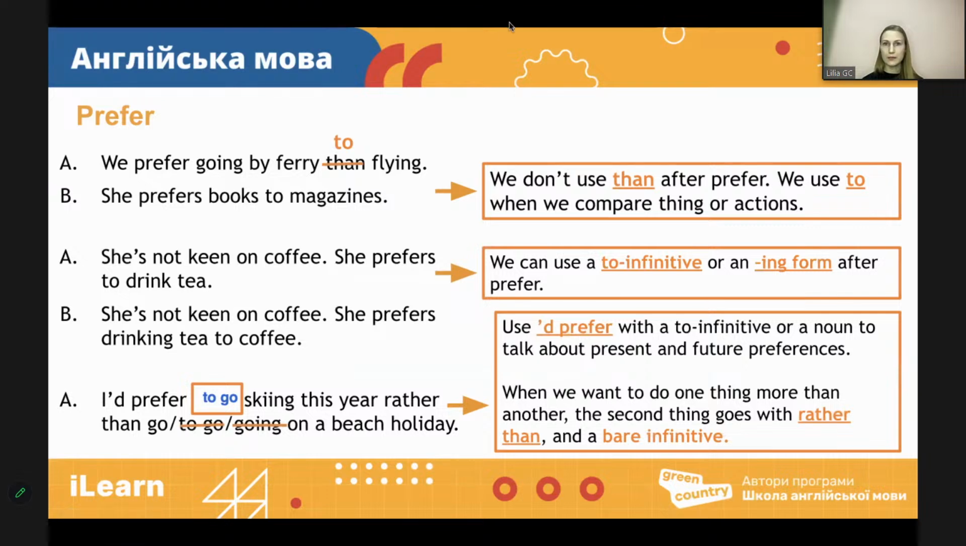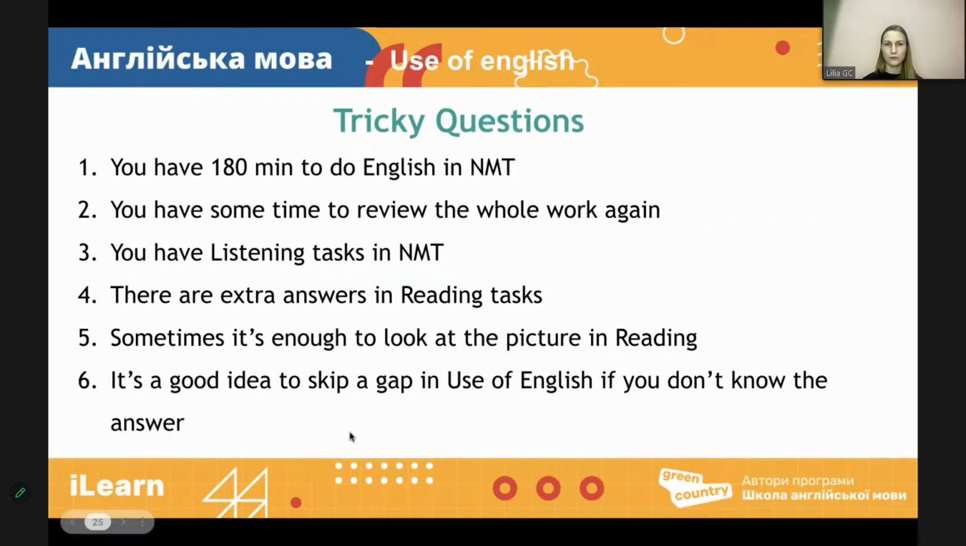Okay, so basically we've done everything. Let's check the final slide of our presentation for today and you answer some questions. So, true or false? You have 180 minutes to do English in NMT. Yes or no? Again, don't forget to put the numbers. So, number 1, true, false? With numbers. No, that is false. How much time do you have? 60 minutes.